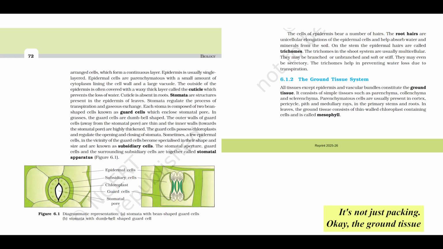It's not just packing. Okay, the ground tissue system is primarily composed of what we call simple tissues. You've likely encountered these fundamental cell types in earlier chapters, but let's have a quick refresher, maybe a memorable phrase for each. These include parenchyma, collenchyma, and sclerenchyma. Think of it this way. Parenchyma cells are the versatile all-rounders, or the workhorses. They're involved in nearly everything: storage, photosynthesis, secretion, even healing.